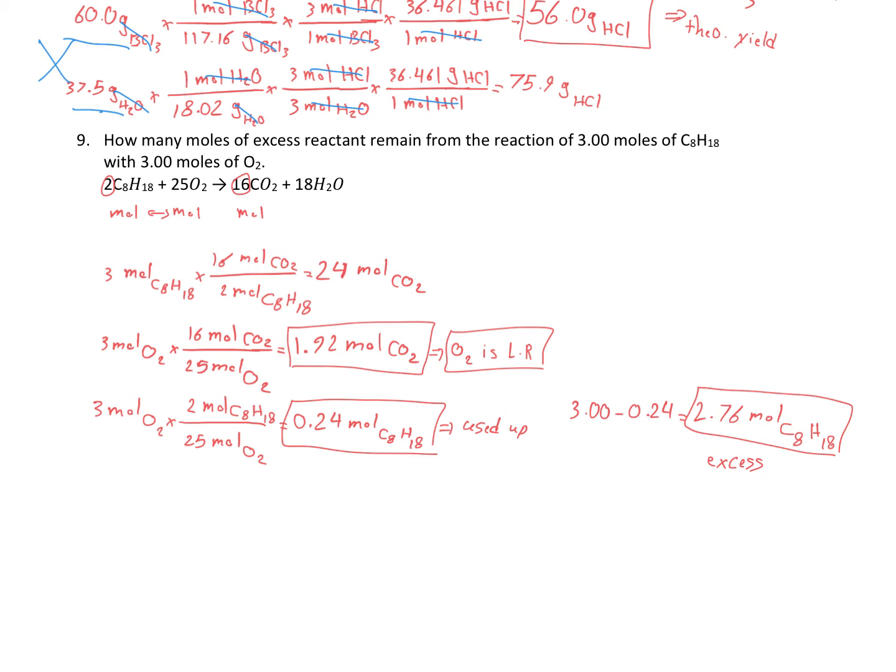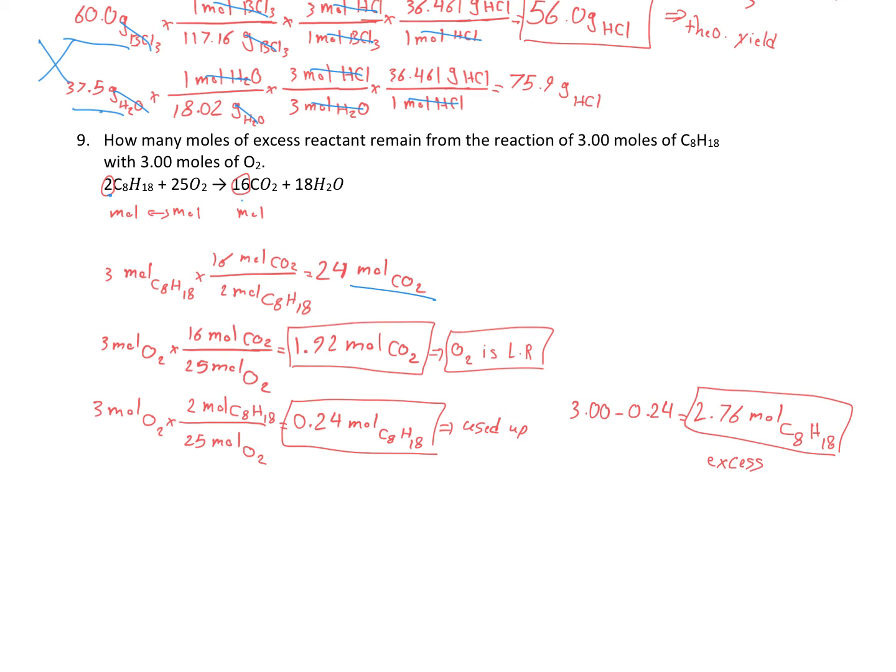So I go to the mole of CO2 and then I can see which one is the limiting reagent. So 3 moles of C8H18. I have the mole, I want to go to the mole of CO2. The coefficient is 2 mole of C8H18 equal to 16 mole of CO2. That gives me 24 mole of CO2.